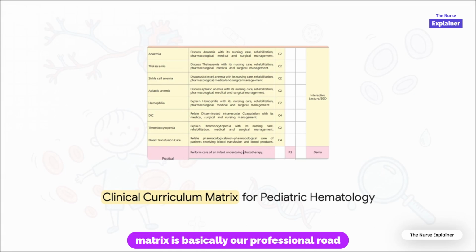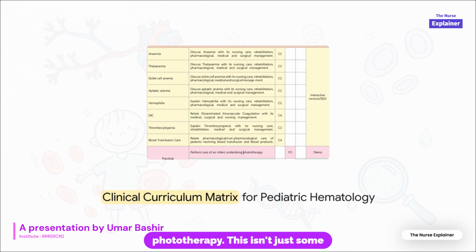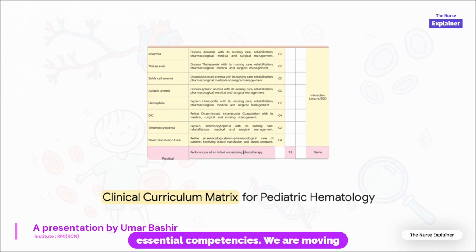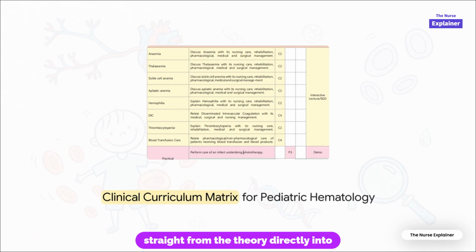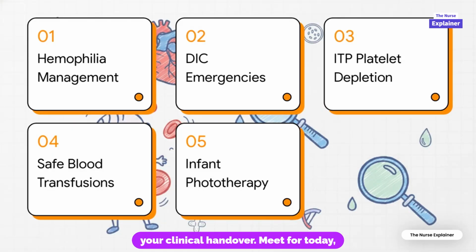This clinical curriculum matrix is basically our professional roadmap for the day. We've got the heavy hitters lined up: hemophilia, DIC, thrombocytopenia, blood transfusions, and phototherapy. This isn't just some textbook list. It's a matrix of essential competencies. We're moving straight from the theory directly into the practical, high-stakes application that you actually need at the bedside. Think of this agenda as your clinical handover sheet for today. We're going to start with hemophilia management, then tackle DIC emergencies, navigate ITP and platelet depletion, cover safe blood transfusions, and we'll wrap the whole thing up with infant phototherapy.